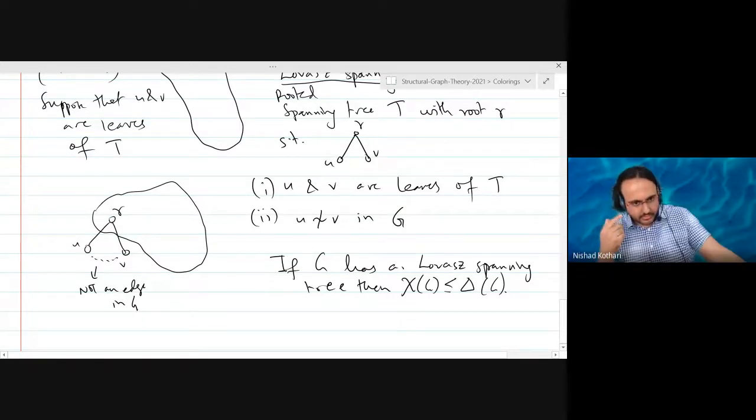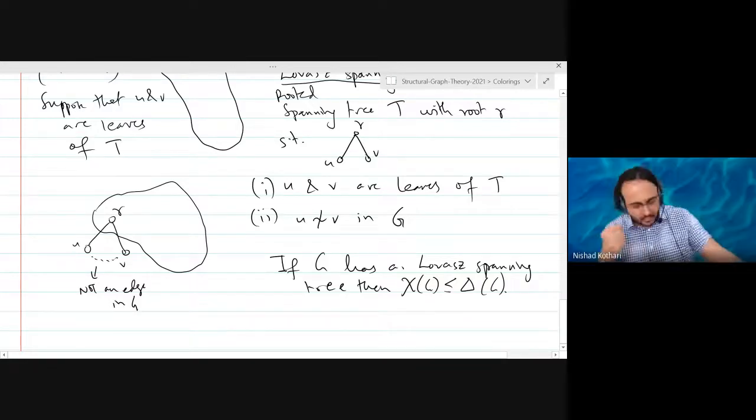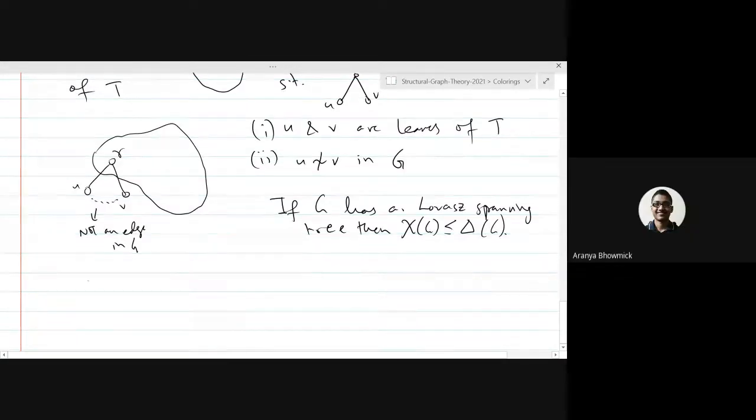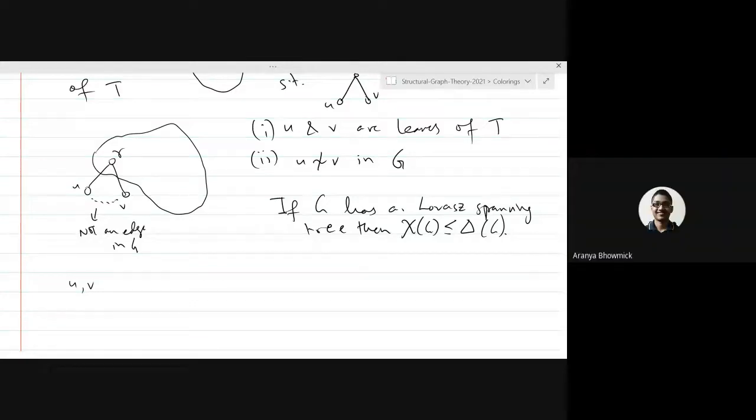How would you construct that ordering? What is your ordering going to be? So the first vertex will be U, and the second vertex will be V. Exactly. And now what else will you do? Then we are done, basically. No, I want you to complete the ordering. You're not done yet. Okay, so I am completing the ordering.